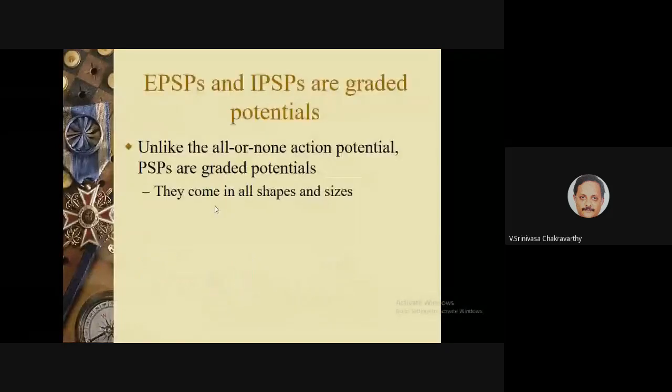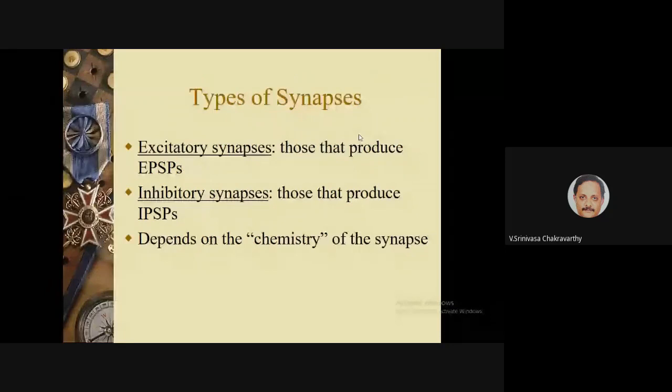Like I just said, the EPSPs and IPSPs are graded potentials. They can have variable amplitudes, variable shapes and durations. But on the presynaptic side, the voltage signal has a fixed shape and size as an action potential.